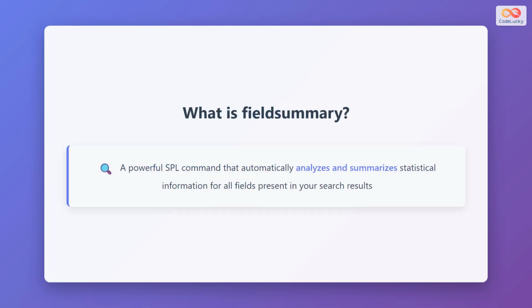The Field Summary command is a statistical analysis tool that automatically examines every field in your search results. Unlike other commands that focus on specific fields or require you to specify which fields to analyze, Field Summary takes a comprehensive approach. It scans through all available fields in your data and provides detailed statistical information about each one. This makes it incredibly useful for data exploration, especially when you're working with new datasets or trying to understand the overall quality and distribution of your data.